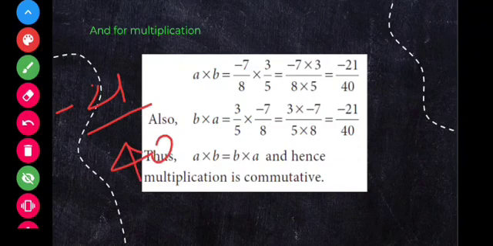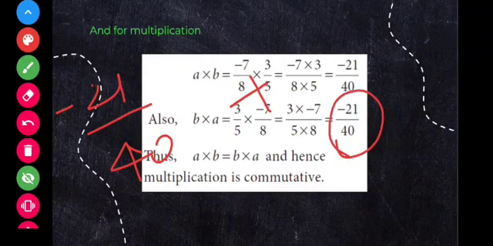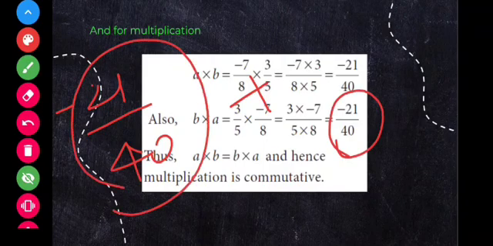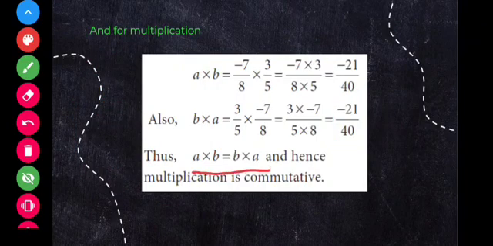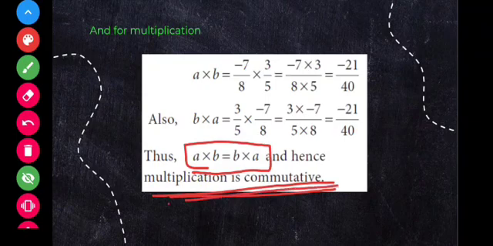Let's go for B into A. Let's put 3 by 5 first and minus 7 by 8 next. After multiplying, we again get minus 21 by 40. Hence A into B is equal to B into A, and this tells us multiplication is commutative.